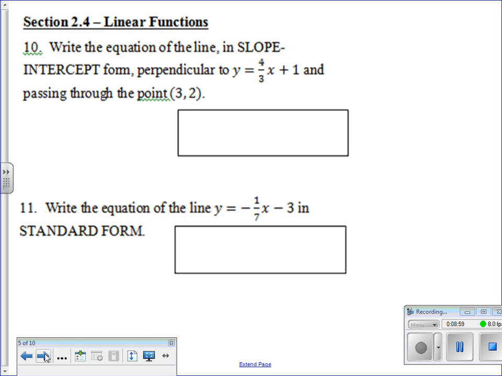Write the equation of the line in slope-intercept form, perpendicular to that, and passing through the point 3, 2. So, to write the equation of the line in point-slope form, I need the point, which I have. I need the slope, which I can get. It is perpendicular to this one. The slope of this line is 4/3. So the slope of my new line is negative 3/4. Okay, negative 3/4. That's the slope of my new line. Opposite, inverse.